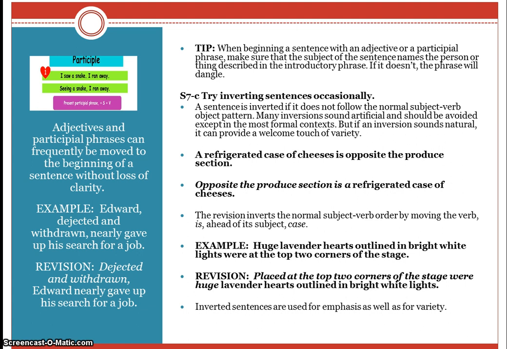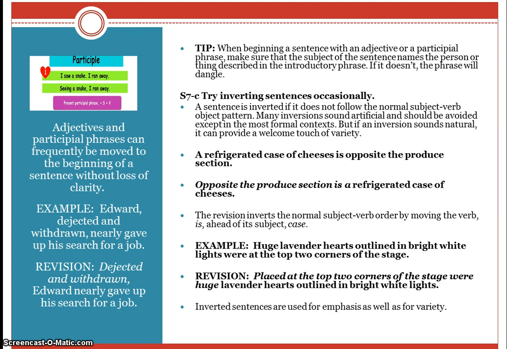Tip: when beginning a sentence with an adjective or a participial phrase, make sure that the subject of the sentence names the person or the thing described in the introductory phrase. If it doesn't, the phrase will dangle.